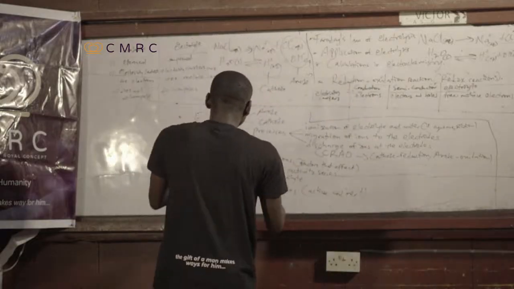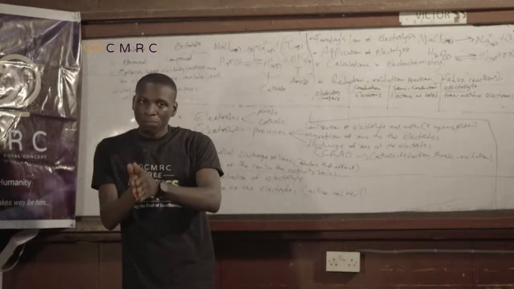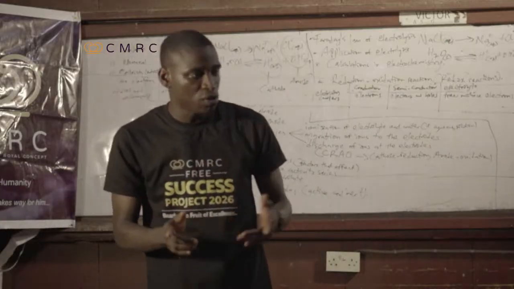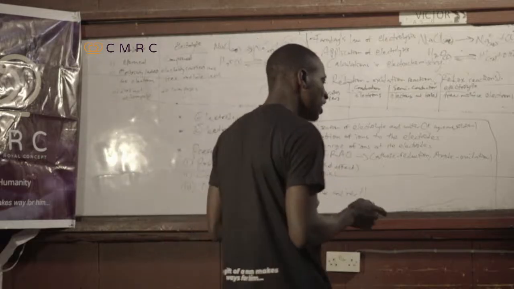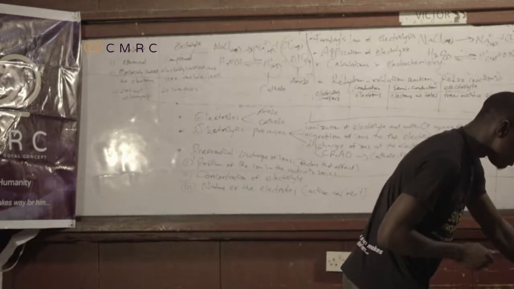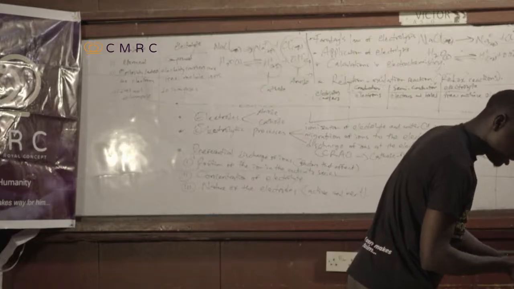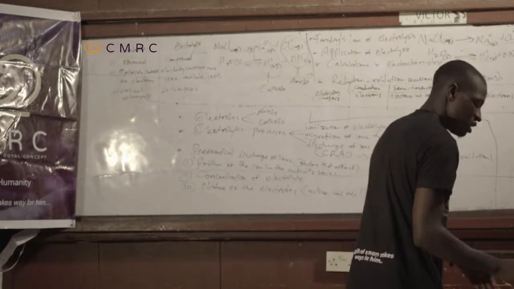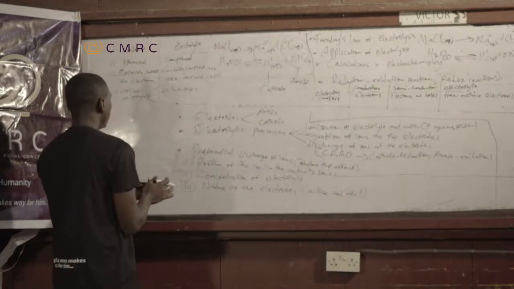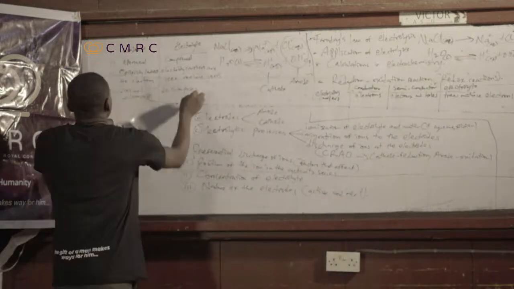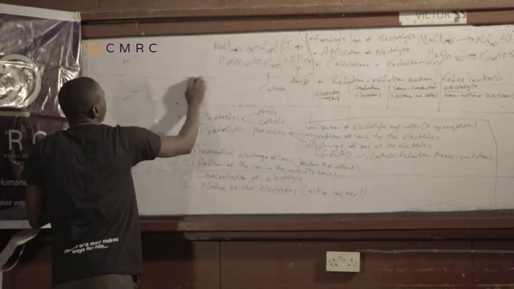Now, we have the activity series for the positive ions, that is for the cations, and then we also have the activity series for the anions. I'll be giving you a detailed representation of the activity series so that you know what we are dealing with. I'll be drawing them at this side of the board.